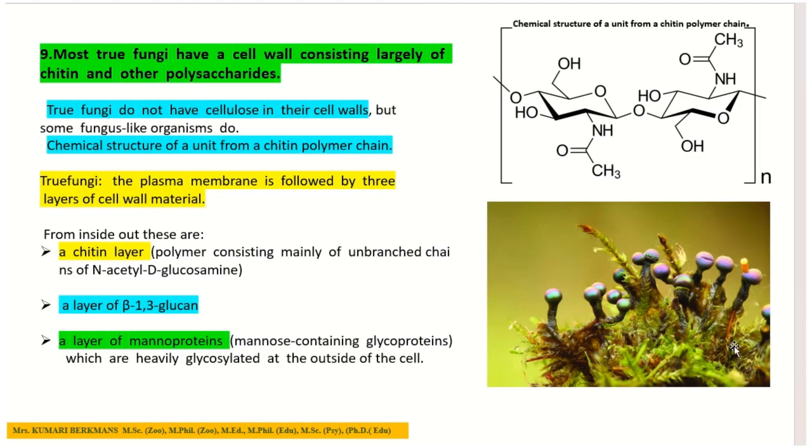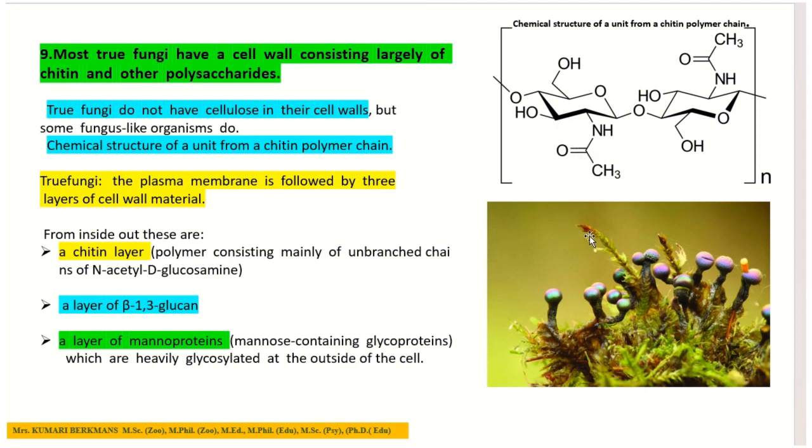And here what you are seeing is the true fungi. The fungal cell wall is made up of chitin polymer chain. This is the chemical structure of a unit of the chitin polymer chain. Just see and note the structure of this chitin polymer chain. This may come as a question. In the cell wall of true fungi, cellulose is absent. Instead of cellulose, the chitin polymer chain is present.